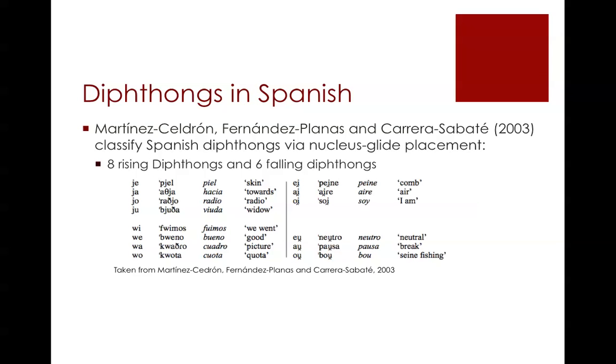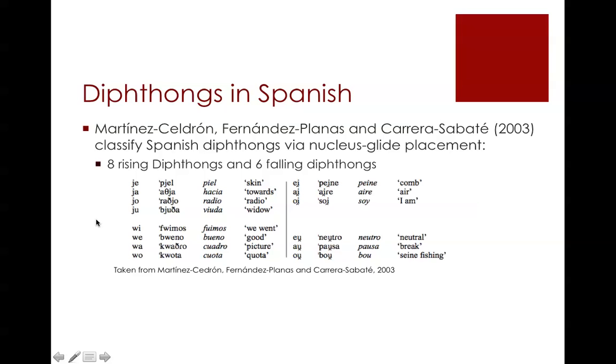In Spanish, the classification gets a little wider. Martínez Celdrán, Fernández Planas, and Carrera Sabaté classified Spanish diphthongs by the placement of nucleus and glide. So we have 8 rising diphthongs and 6 falling diphthongs according to this classification. The falling diphthongs will have the nucleus at the beginning, and the rising diphthongs will have it at the end.